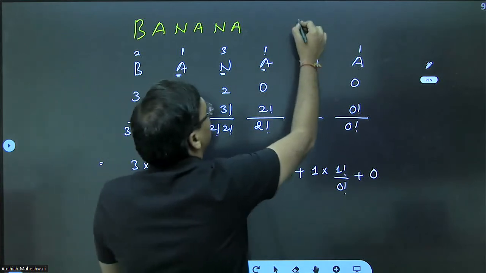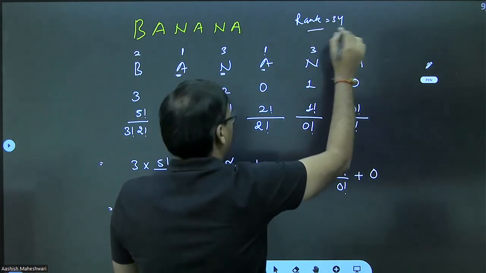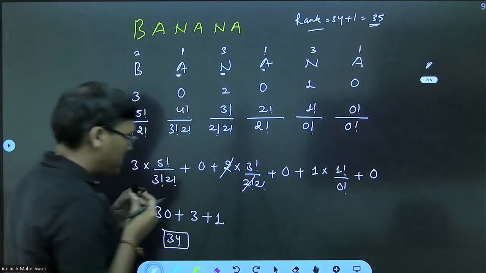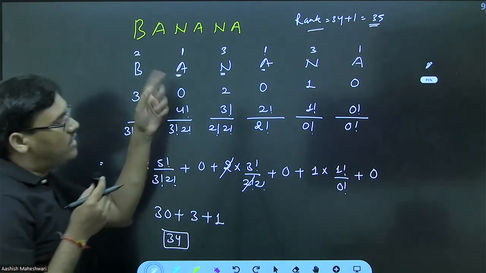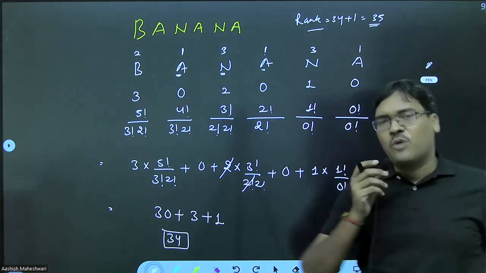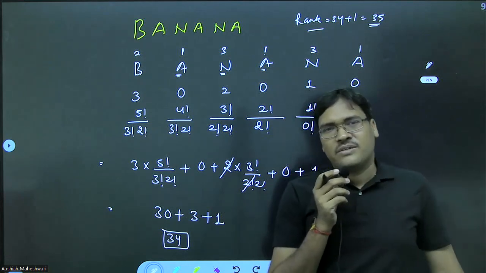Rank, if the question is what is the rank of this word, rank will be 35. 34 plus 1, which is equal to 35. If the question is how many words are before banana, then the answer will be 34. So I hope this is clear. This is very important. Again, this is very common question in many competitive exams. So you must know this shortcut because it saves time.